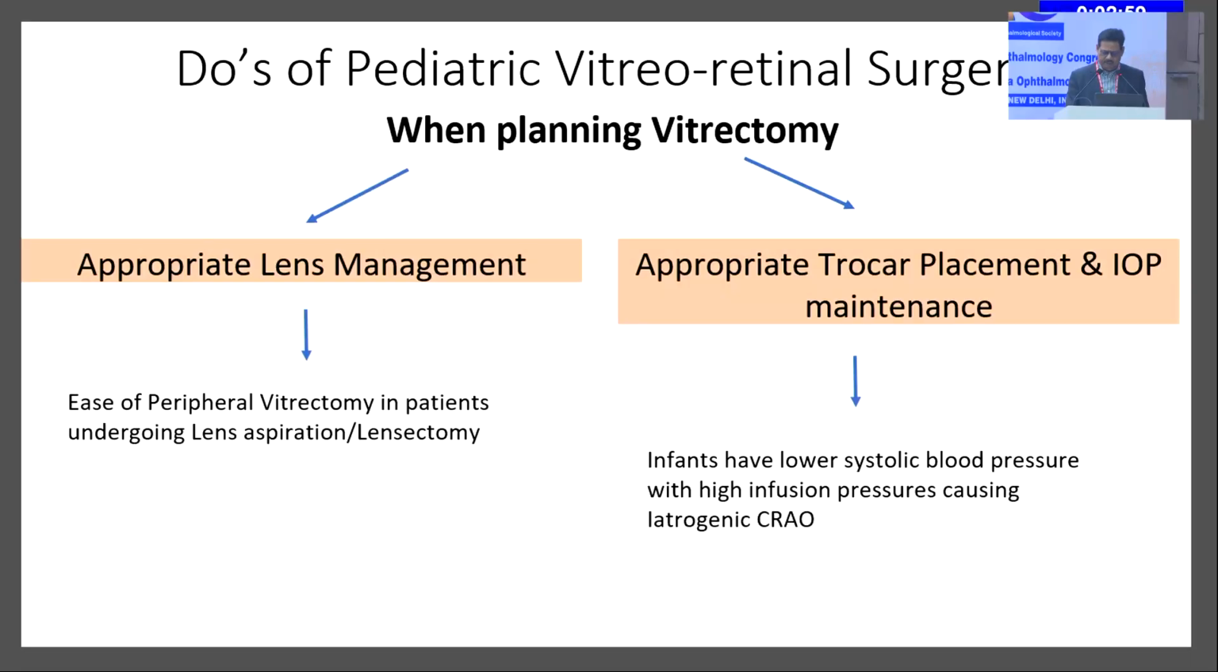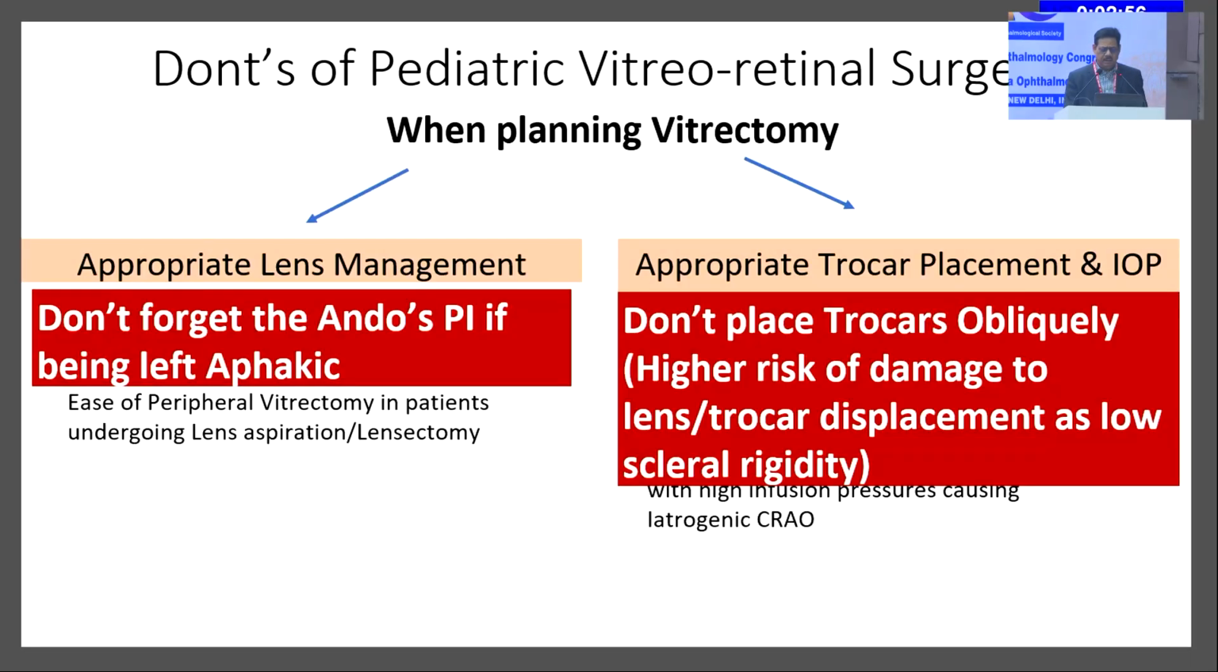We have already talked about the do's, and then what are the don'ts? Appropriate lens management is very important. Don't forget, if you have left the eye aphakic, you should do an endo PI. This is very important because the pressure may go high, and you need to make room for the intraocular pressure so that there is no glaucoma in the post-operative period. When you are going inside with the trocar, you should put it obliquely. You shouldn't go horizontally, because if you do, you will damage the retina.